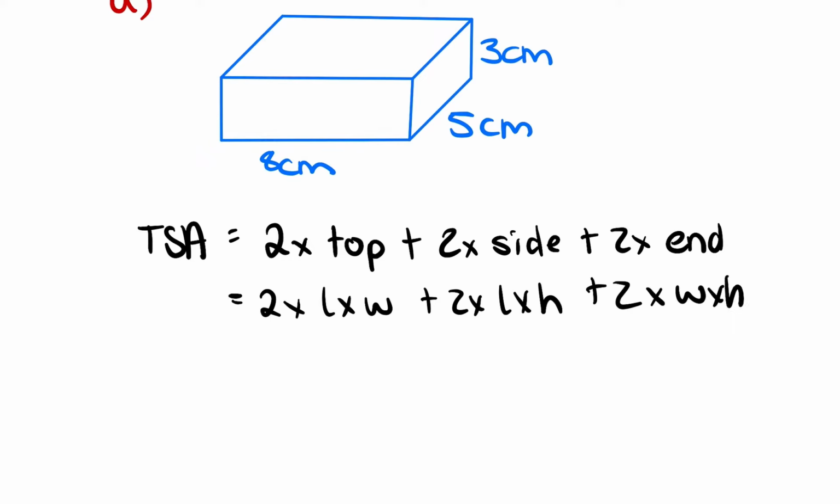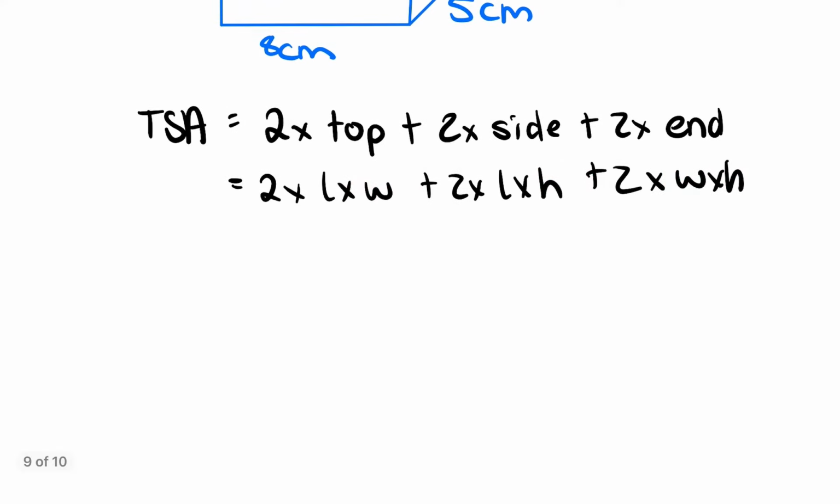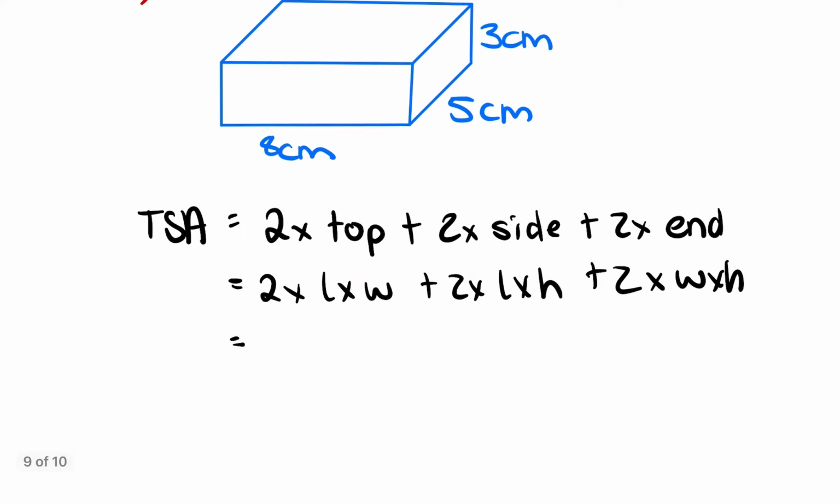times height. So if you look at this just really quickly, see how my length has come up twice, my width has come up twice, and my height has come up twice? You know you've done it right if you got them twice. So now I'm going to assign length, width, and height to each of these. Where I've got an L, I'm going to put 8, the W, I'm going to put 5, and an H, I'm going to put 3.